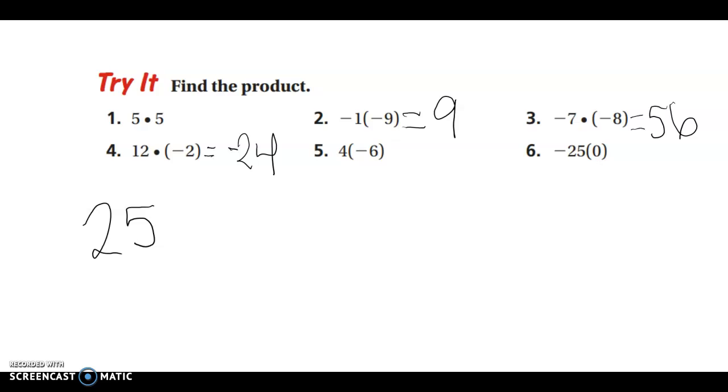Number 5, again, my two factors have different signs. It's going to be a negative. 4 times 6 gives me 24. So I have negative 24. And my last one, well, it has a 0, and anything times 0 is always 0. 0 cannot be a positive or a negative.